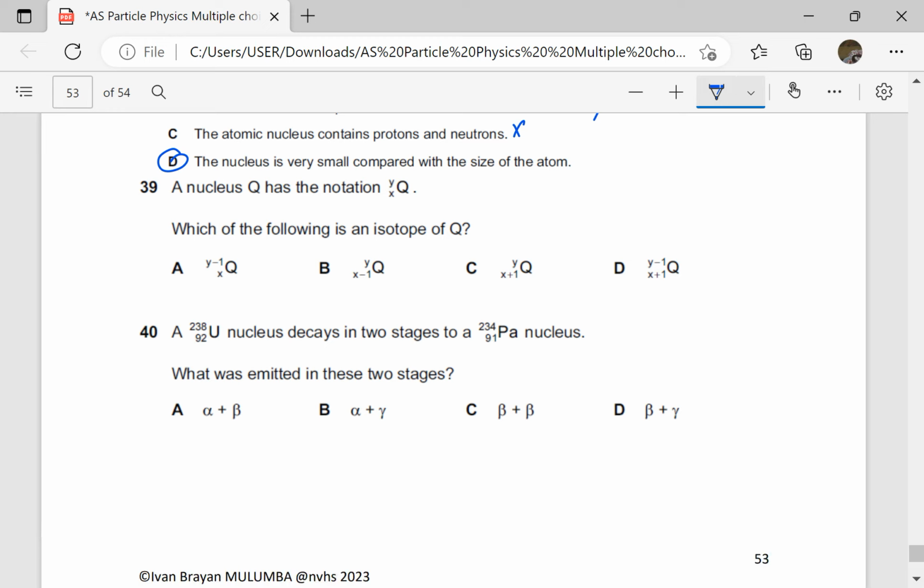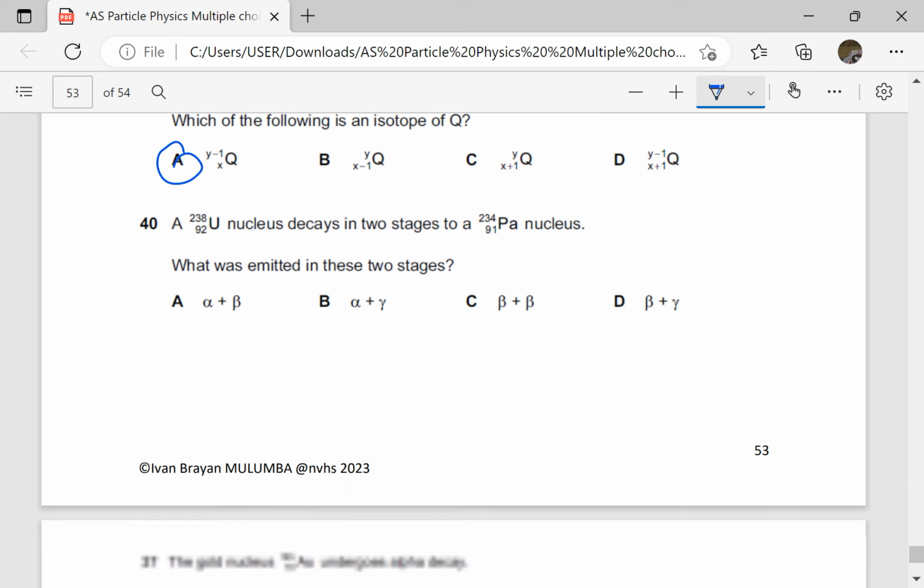A nucleus Q has the notation with nucleon number Y and proton number X. Which of the following is an isotope of Q? So the proton number should still be X. So the answer is going to be A, same proton number.